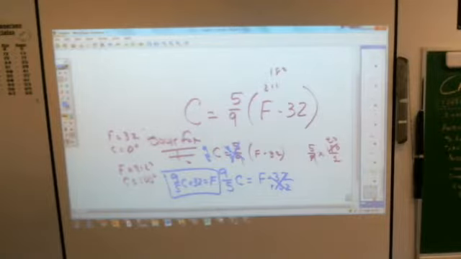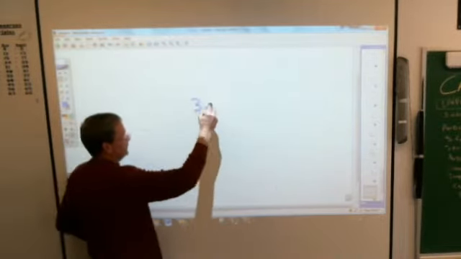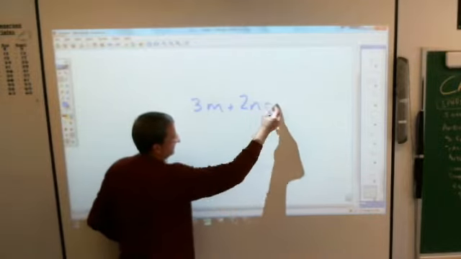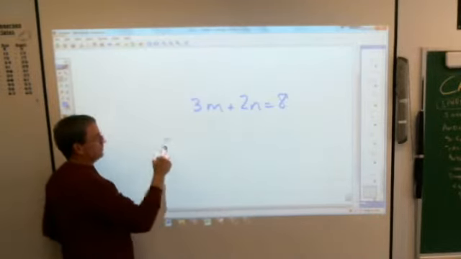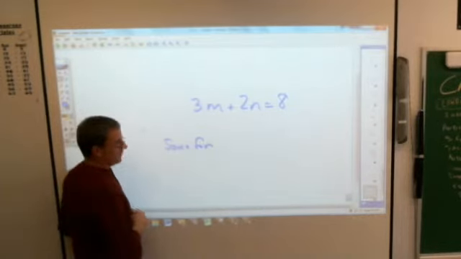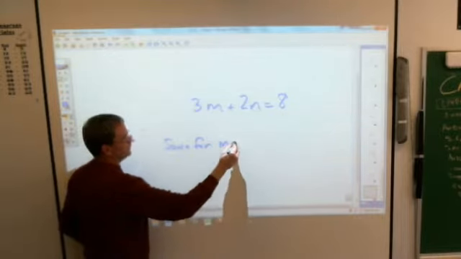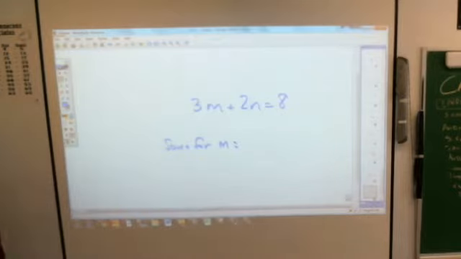Let me give you one, see if you can figure this out. 3m plus 2n equals 8. 3m plus 2n equals 8. Solve for, Grace, what should we solve for, m or n? Let's solve for m. I will give you 30 seconds or less. You should be done by now because this was relatively simple. Solve for m.